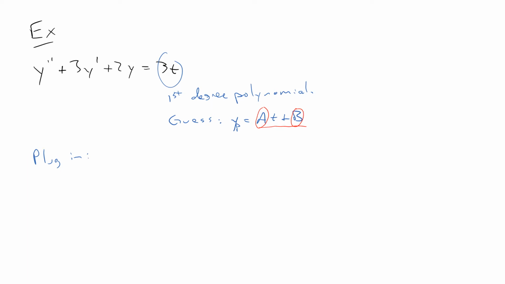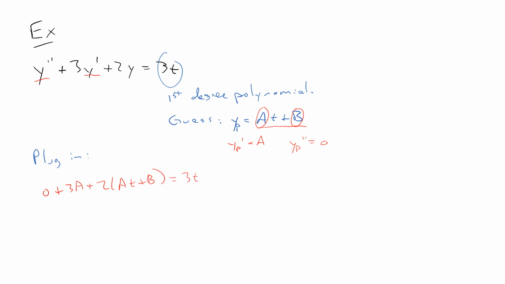It's not that hard to figure out that if I'm going to plug this into the equation, well, I need y double prime and I need y prime. So let's figure those out real quick. Y p prime will be a, y p double prime is 0. So plugging those into the differential equation, I have y double prime, which is 0, plus 3 times y prime, that's 3 times a, plus 2 times y, that's 2 times our guess at a solution, so that's 2 times at plus b. And all this in the end is supposed to come out to be the same thing as 3t.